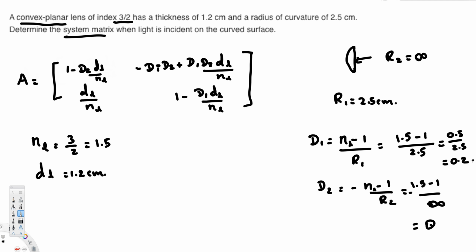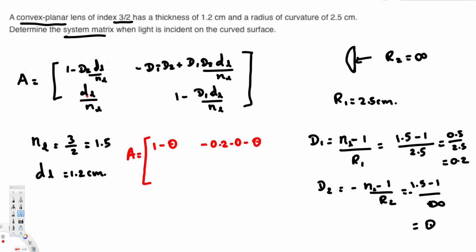Now we have the D1 and D2 values, so we can find the system matrix. To find the system matrix we are going to plug in all the values. So A is equal to, first one, 1 minus D2 times these values, and we know that D2 is 0, and if you multiply anything by 0 that's going to be 0, so it's 1 minus 0 because the whole thing is going to be 0. And here we have minus D1, D1 is 0.2, minus D2, which is 0, and then again we have a D2 right here, so that makes everything 0.